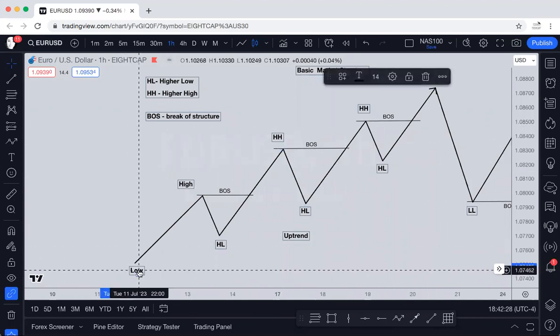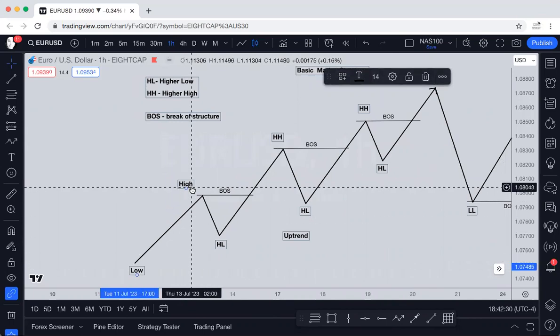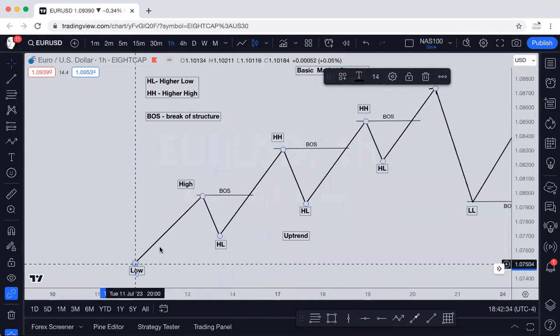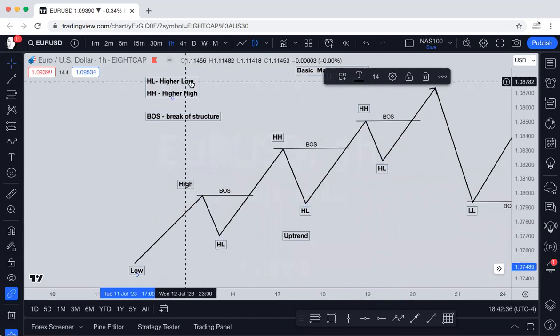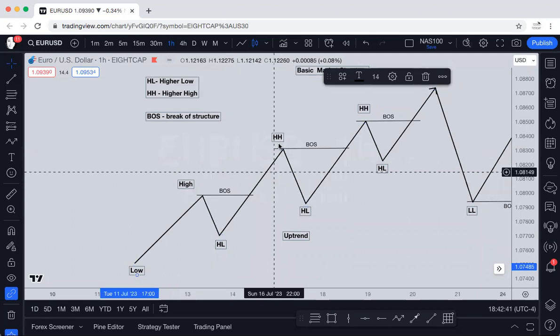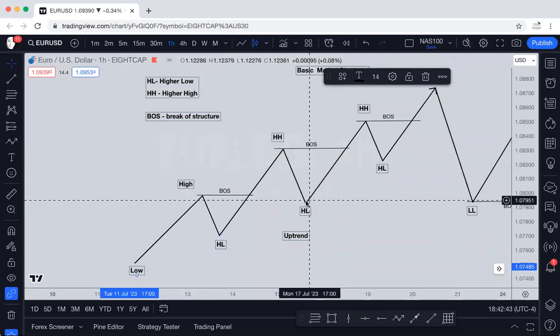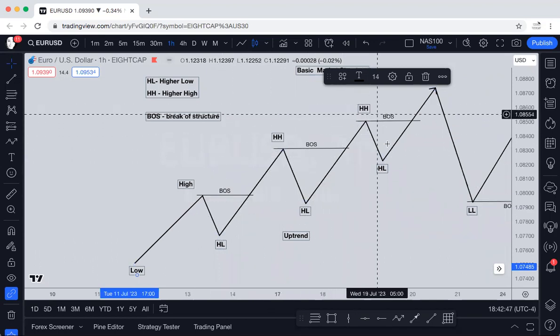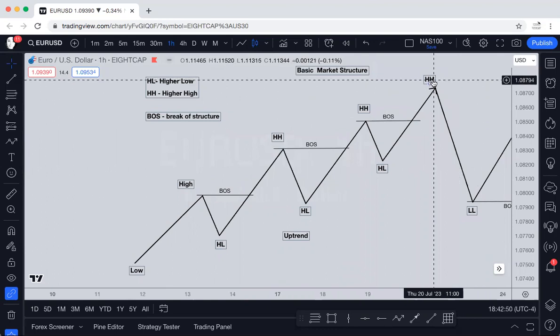You have a low and a high, and then the new low is higher than the previous. So it's HL, higher low, okay? You break past this high and create a higher high. The new low is still higher than the previous. It's your higher low, higher high, higher low, higher high.